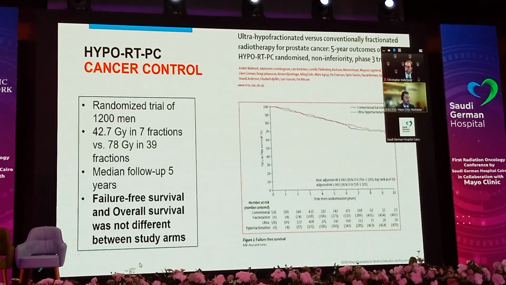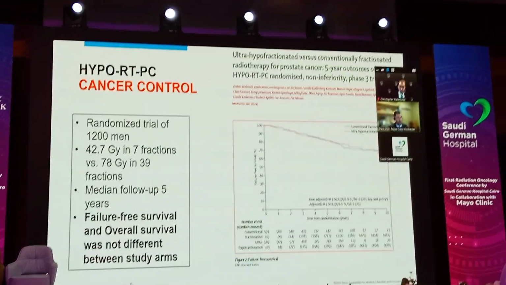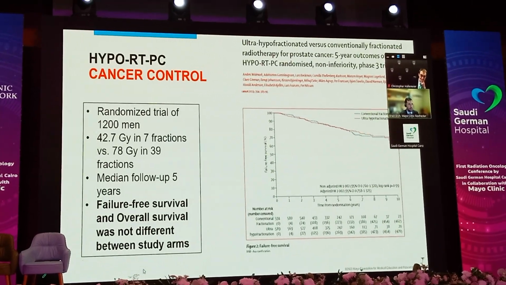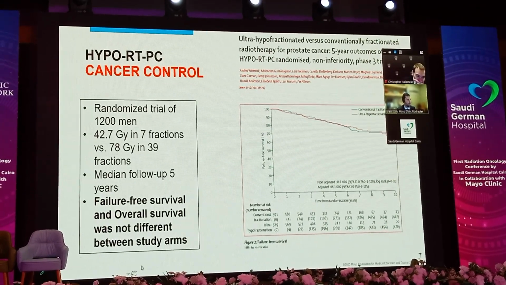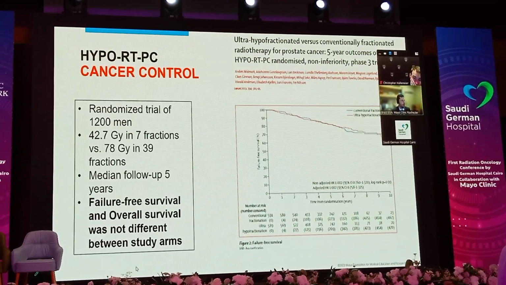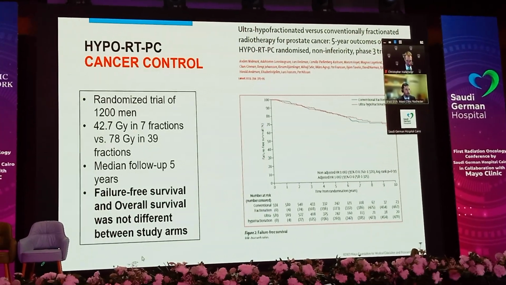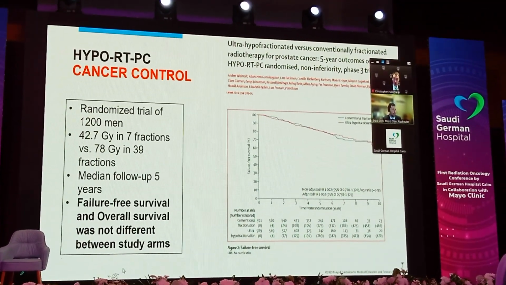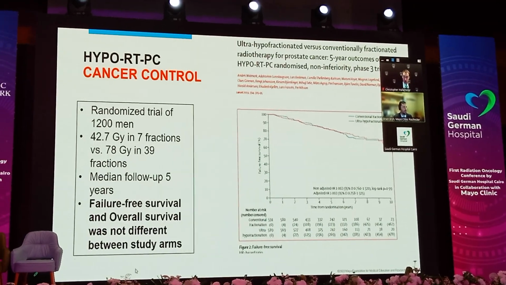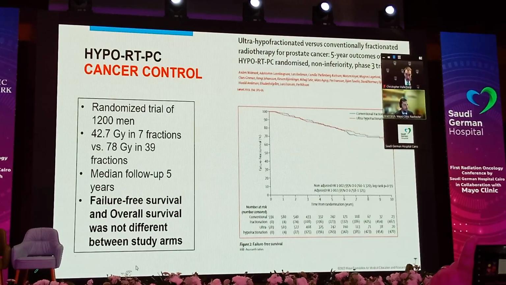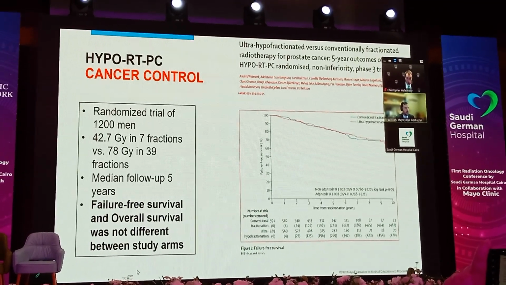This is a study that does have cancer control outcomes. This is the HYPO-RT-PC study. This was performed in Scandinavian countries and was a randomized study of 1200 men. So this used an ultra-hypofractionated course of 42.7 gray in 7 fractions. So you'll notice this is the one study that uses a non-5 fraction course of radiation therapy, and compared it with 78 gray in 39 fractions. So this is randomized, 1-to-1 between those two arms. Median follow-up was 5 years.